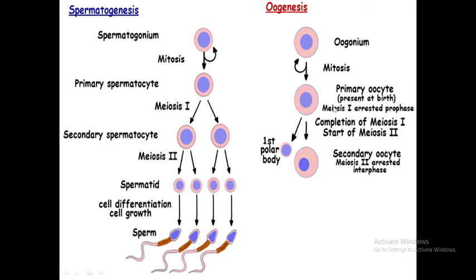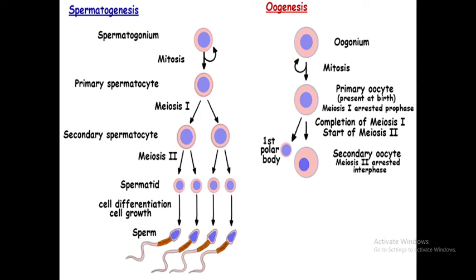And then in the growth phase, it will be converted into the primary oocyte. Now there is a difference at this step between spermatogenesis and oogenesis. In spermatogenesis, it will proceed further, but in case of oogenesis, once the primary oocyte is formed, it will remain as it is, and the meiosis process will be arrested at this phase in the baby girl child. But when that baby becomes mature, this arrested meiosis will be completed in her reproductive phase.